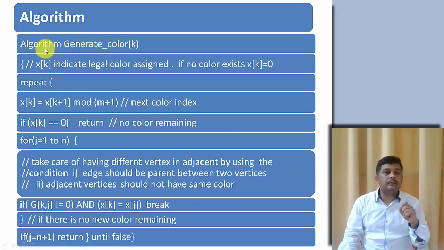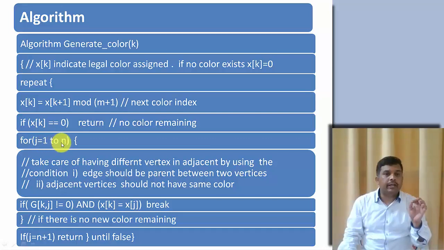Now one more algorithm is here, that is generate color of k. Here xk indicates the legal color that is assigned. If no color exists, then xk becomes 0. Then I have to do this till any colors are left out. Repeat, xk equal to (xk plus 1) mod (m plus 1). M is the number of colors that is available to me. So I am choosing my next color for the kth vertex. So if xk equal to 0, it means no colors are remaining, so return.